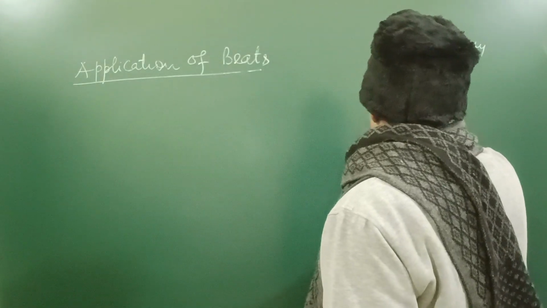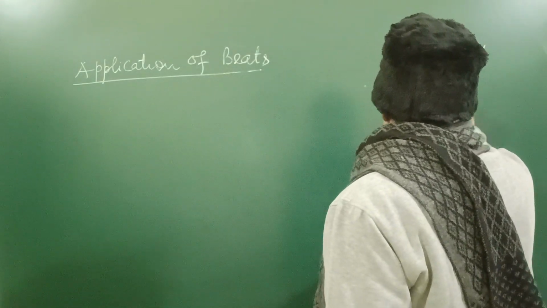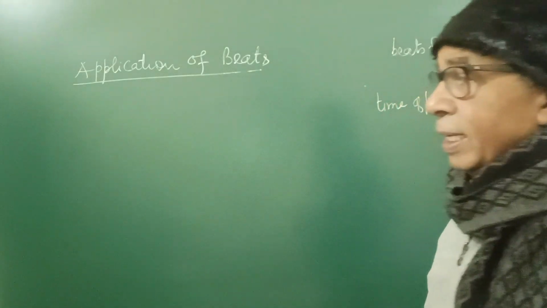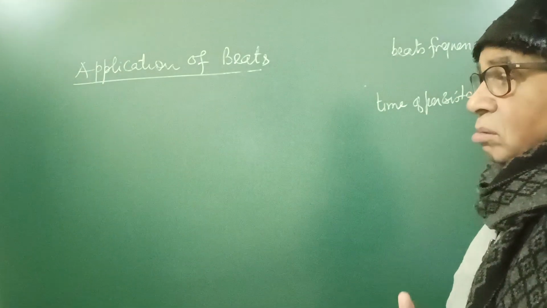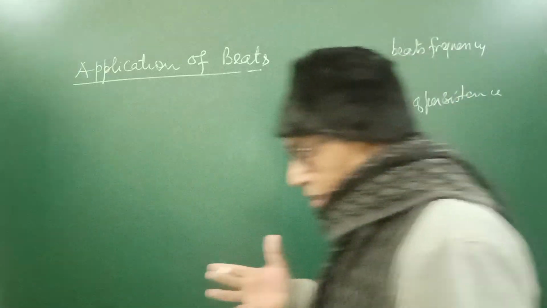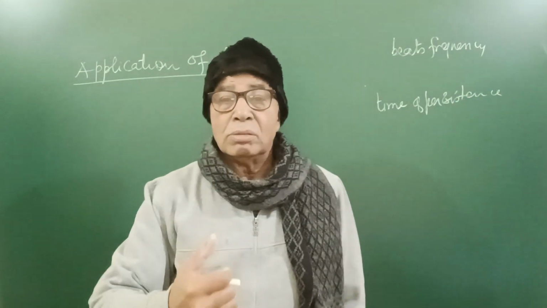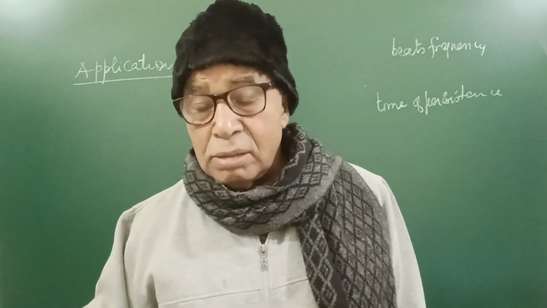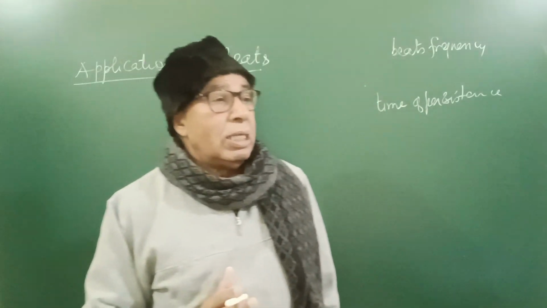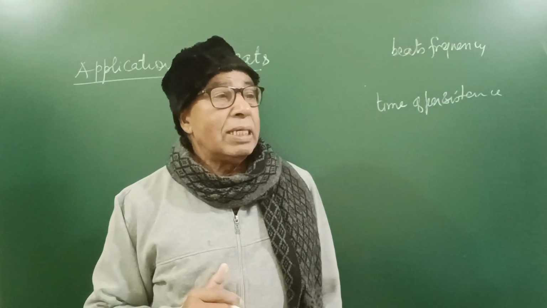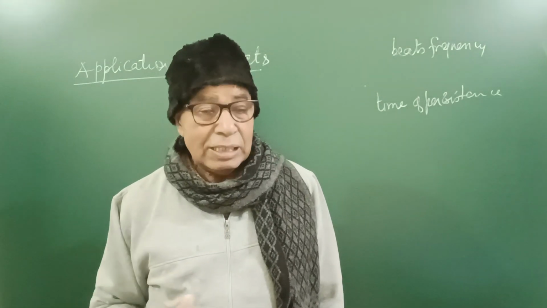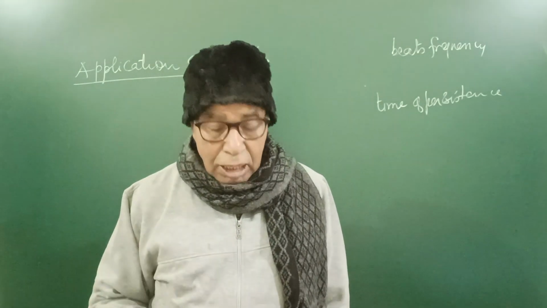Time of persistence of any effect on our nervous system. Actually, when we see anything and then the next thing, if the difference between the two happenings is more than 1 by 10 seconds, then we can distinguish that two different events have taken place, whether it is a picture or sound.